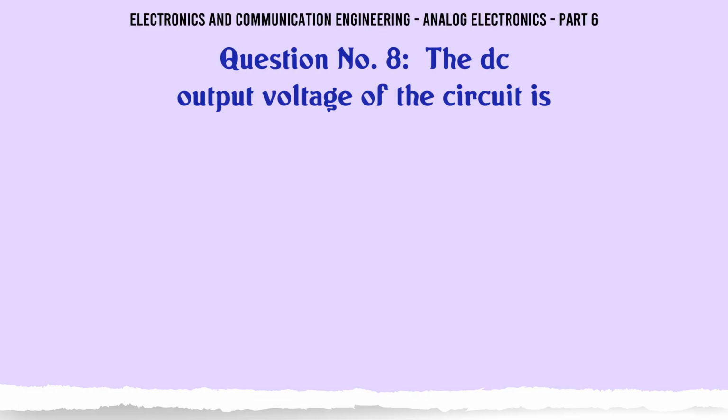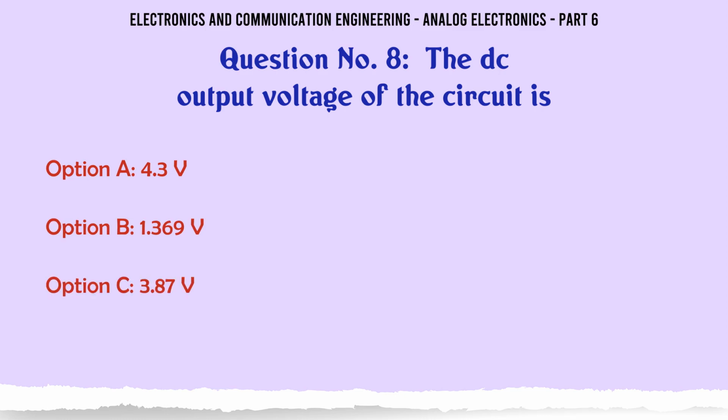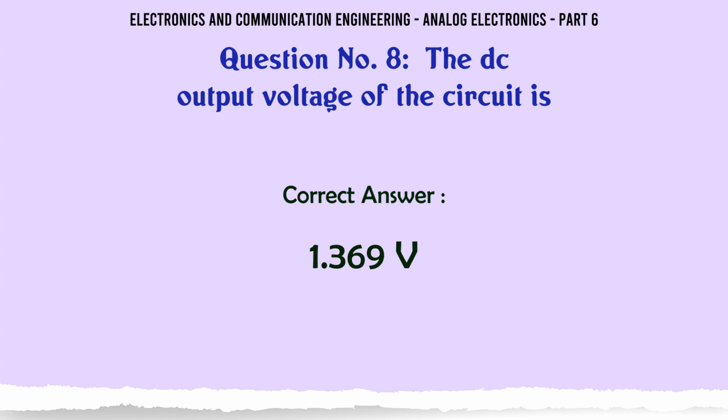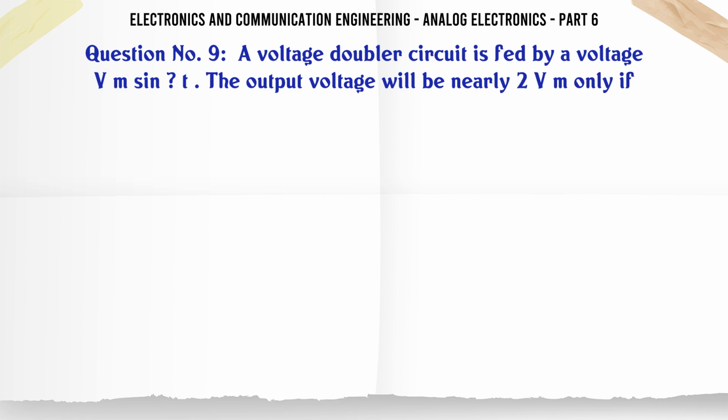The DC output voltage of the circuit is A. 4.3 V, B. 1.369 V, C. 3.87 V, D. 1.94 V. The correct answer is 1.369 V.